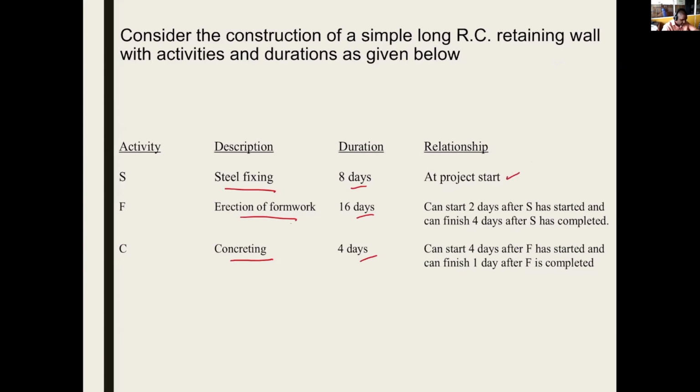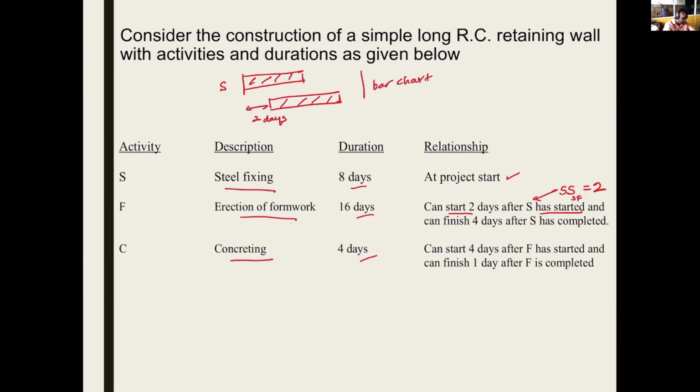That's at the start of the project. Activity F can start 2 days after S has started. Start to start, S to F with a lag of 2. If I draw a bar chart, this is activity S. F can start somewhere here. This is 2 days. Gap.